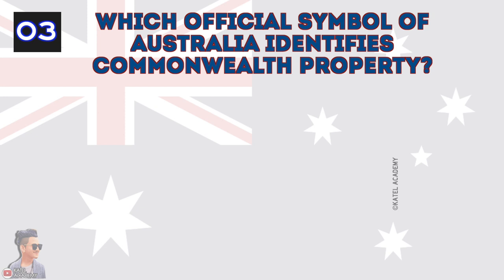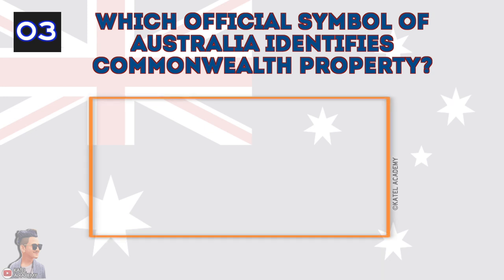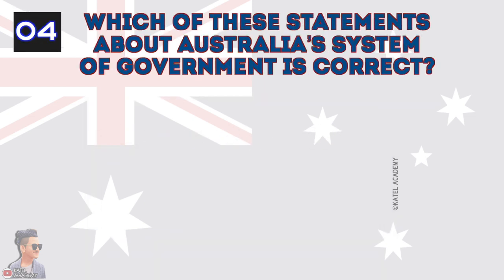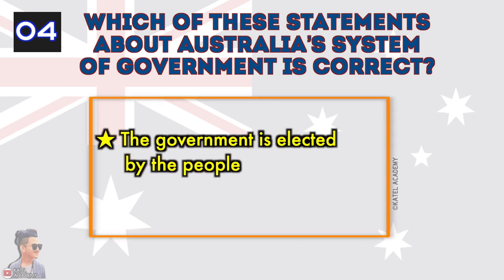Which official symbol of Australia identifies Commonwealth property? Commonwealth coat of arms. Which of these statements about Australia's system of government is correct? The government is elected by the people.